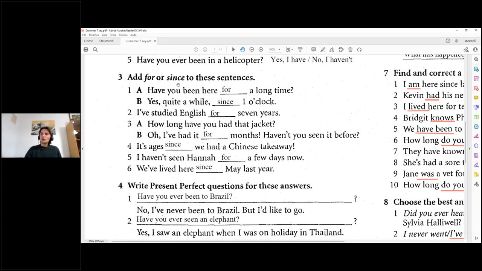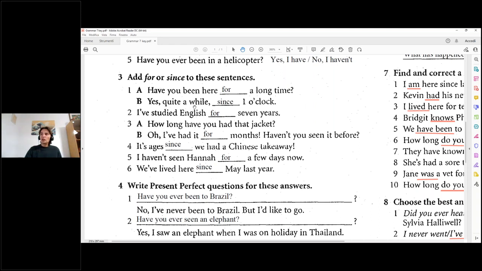Add for or since. Qui dovevo aggiungere for or since. For per indicare un tempo, diciamo un arco temporale. Have you been here for a long time? Quindi for implica un arco temporale con un inizio e una fine, giusto? Il since indica l'inizio in un determinato momento passato, ma non vi è una fine al presente o al futuro, quindi l'azione comincia nel passato ma si prolunga nel presente e si proietta nel futuro.